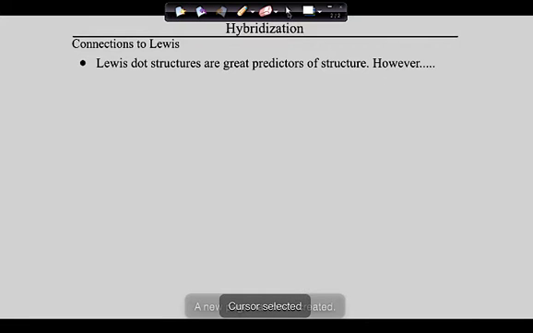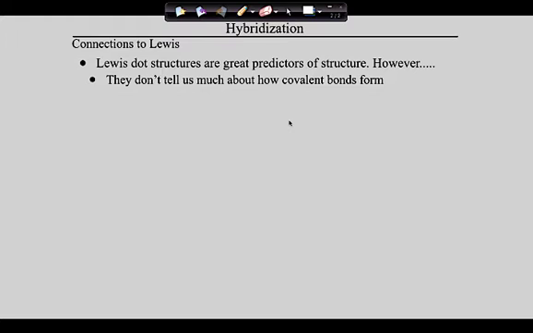Here's the problem. They don't tell us anything about how covalent bonds form. We understand that there's orbitals that overlap and things like that. But guys, the Lewis dot structures show us what they look like once they've bonded. They don't talk about how covalent bond formation works. So guys, this is where hybridization becomes important. So let me show you why hybridization becomes important.